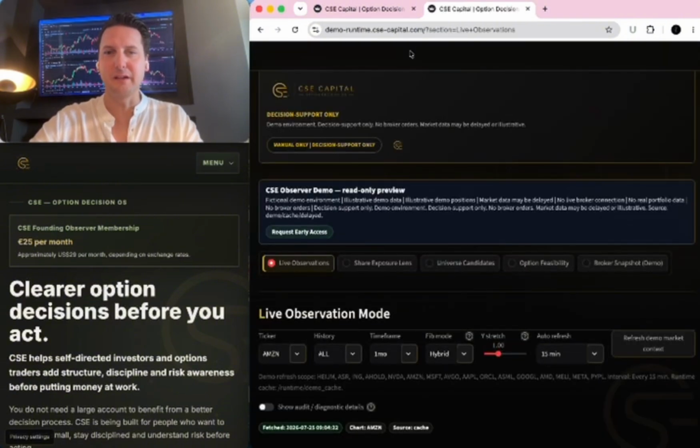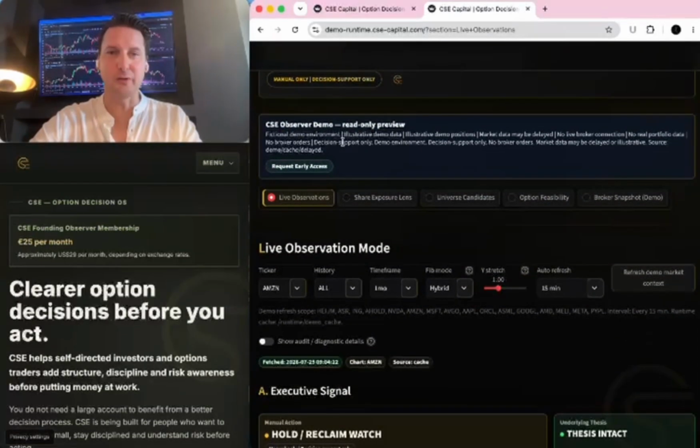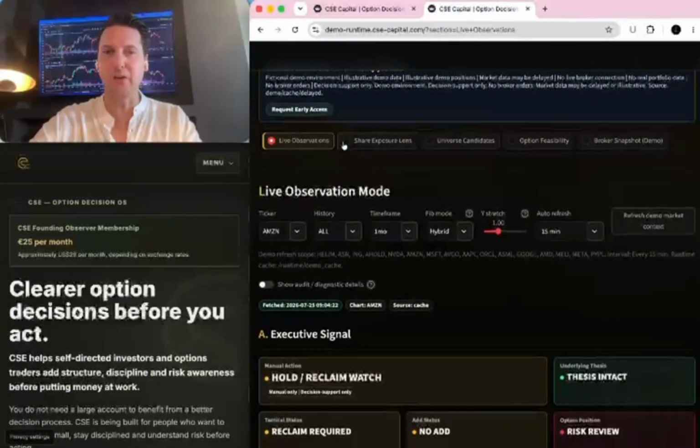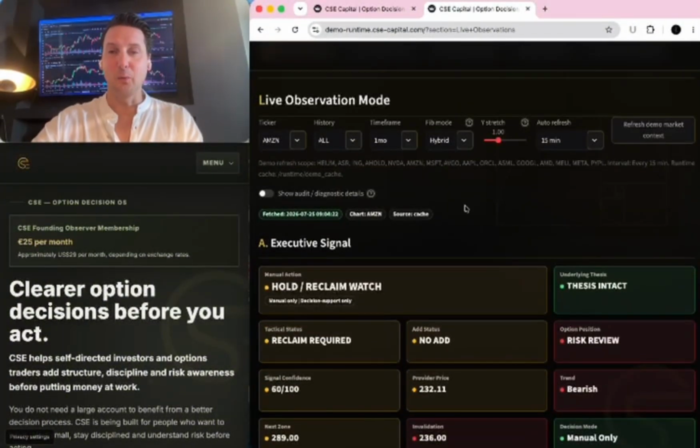And this is it. Here we are. This is the CSE Capital Decision Support Only Observer demo. It's read-only because it's not connected to any broker. We decided to put demo positions in it, but you can actually use this in your daily trading.